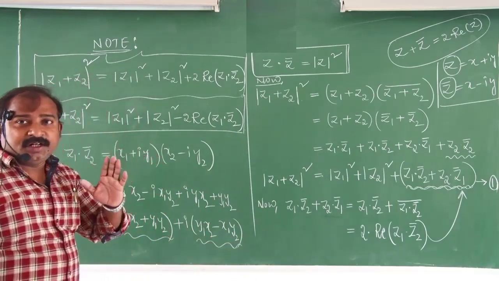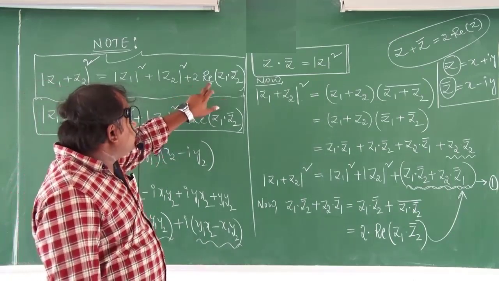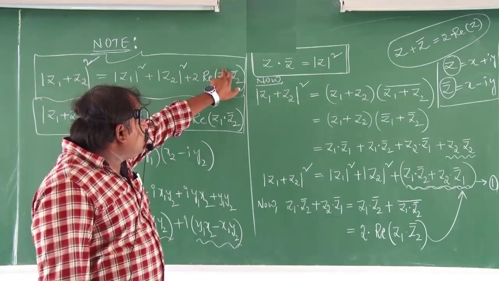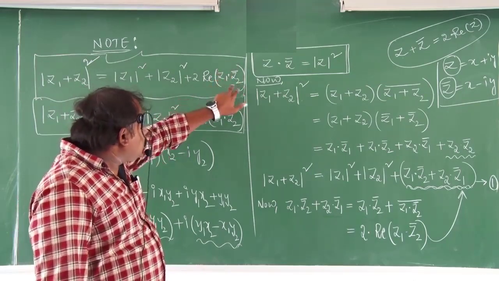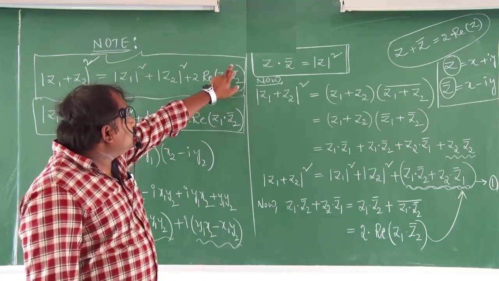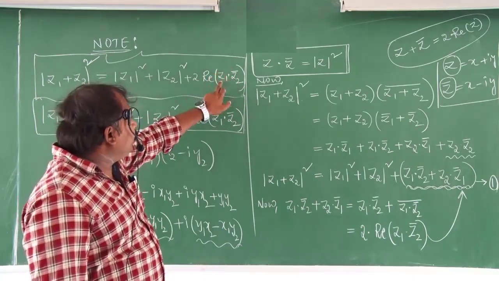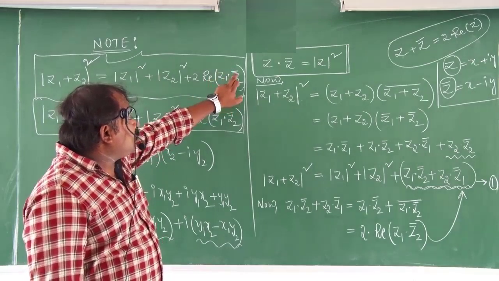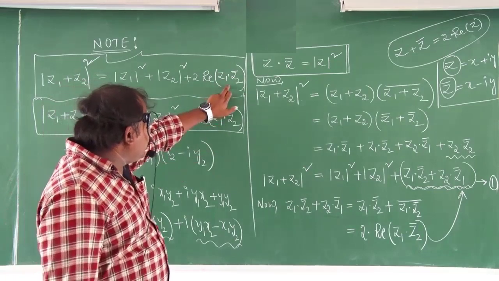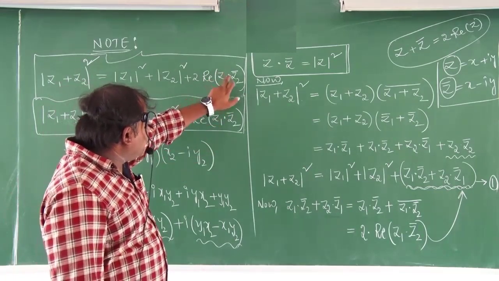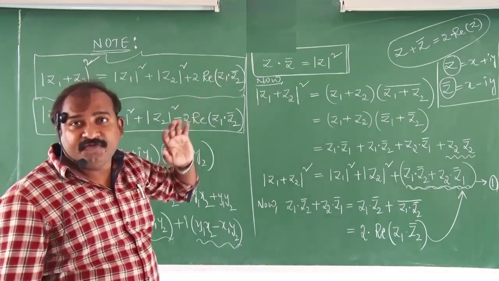So due to that reason, in some books they will give 2 times the real part of z1 conjugate into z2. That means the whole conjugate of this one. What is the whole conjugate of z1 into z2 conjugate? If you take the conjugate value, you will get z1 conjugate, z2 conjugate, whole conjugate, again z2 only. So this value, either they mention z1 conjugate into z2 or z1 into z2 conjugate, both are the same formula.